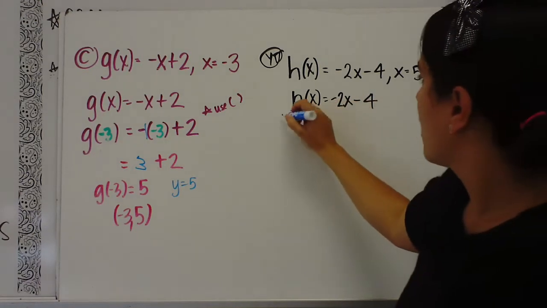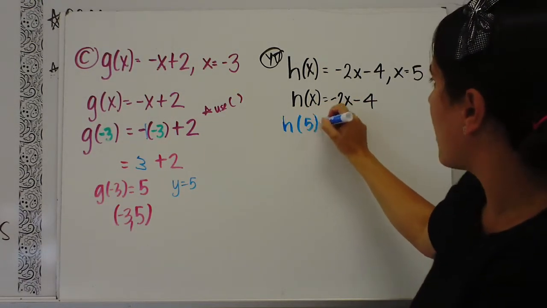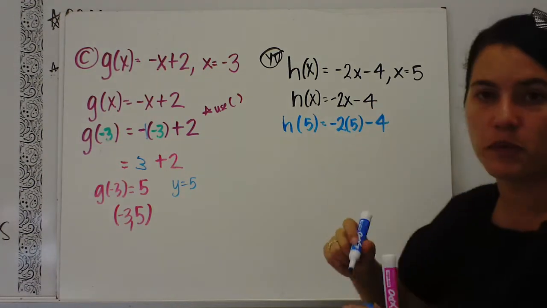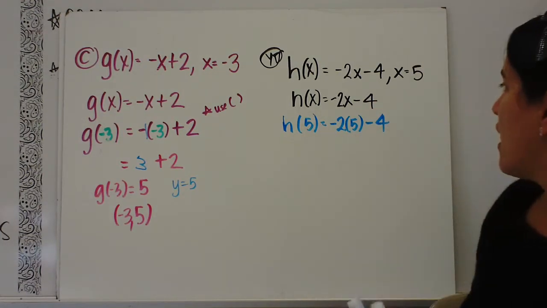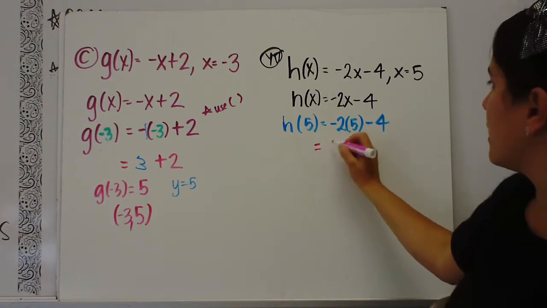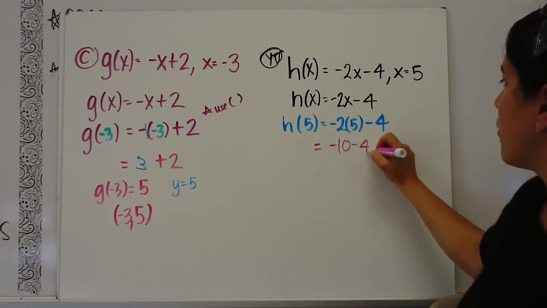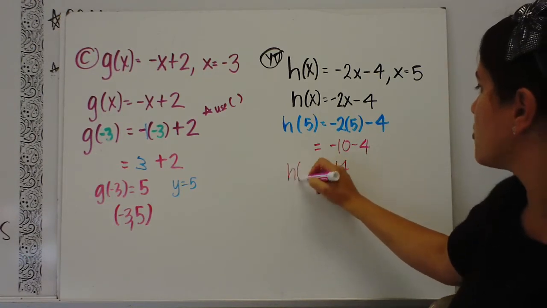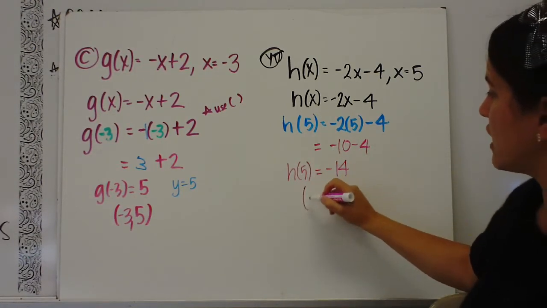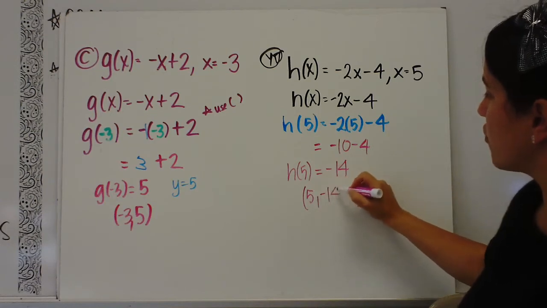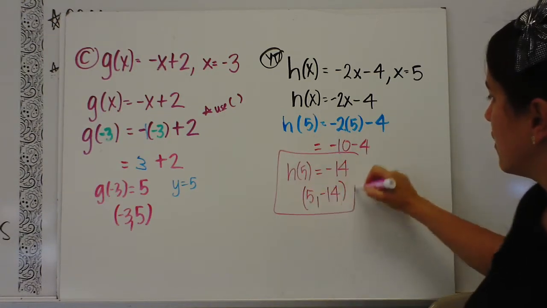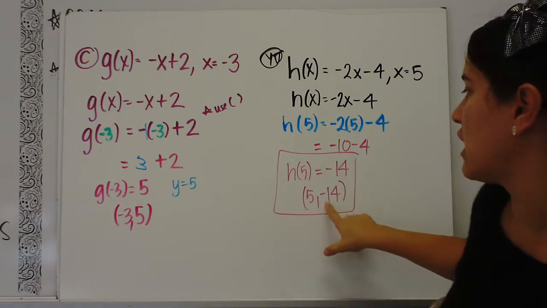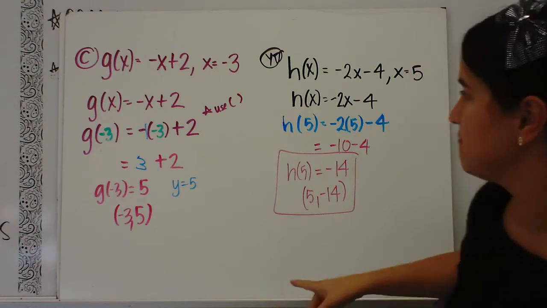Alright, so h of 5 is equal to negative 2 times 5 minus 4. Make sure you use parentheses. And then I'm going to get negative 10 minus 4, and that's negative 14. So h of 5 equals negative 14, or you could write it as an ordered pair. So h of 5 is negative 14, or y equals negative 14.